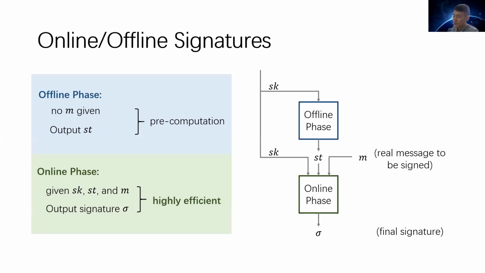Online-offline signature is a special kind of signature. It divides the signing algorithm into two phases, the offline phase and the online phase. The offline phase can be viewed as precomputation, and it takes the signing key as input only. Whenever there is a real message M to be signed, the online phase outputs the final signature sigma. The online phase is typically very fast, and it can be executed efficiently even on a weak processor.